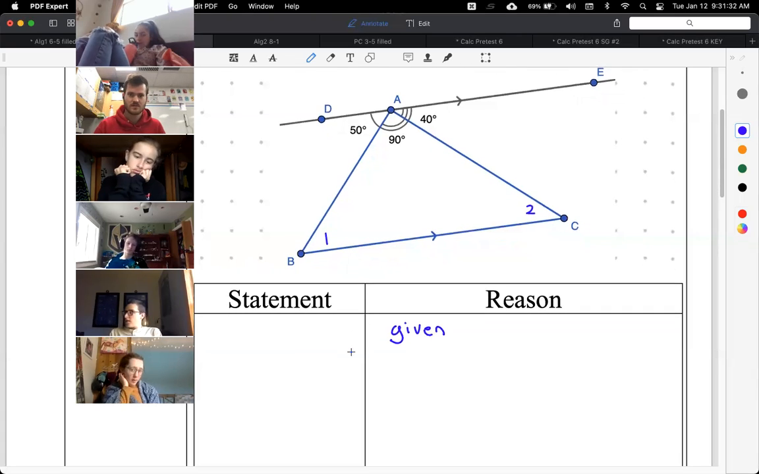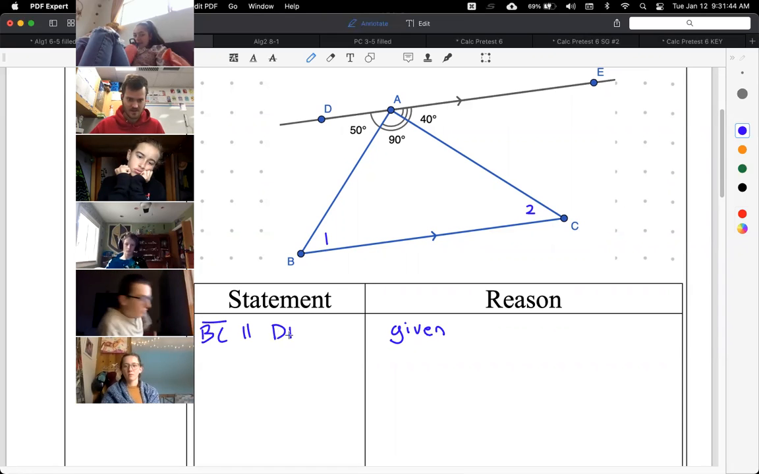I think maybe it's given that line BC is parallel to DE. Yeah, BC is parallel to DE, line segment DE. I agree. And I did that by construction, or maybe you can say, well, the picture said it. So either way, yeah, it's given to us.